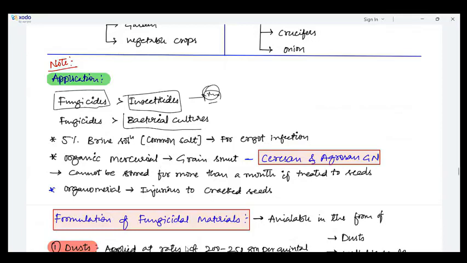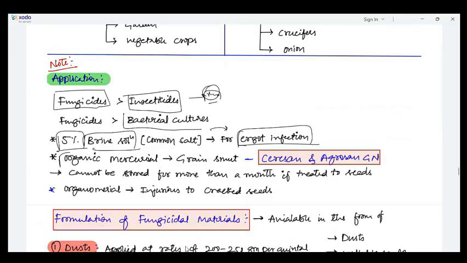Next, commonly if there is any ergot infection, we generally use common salt, also called brine solution. For the treatment, we use a 5% brine solution against ergot infection. And the organic mercurials used against grain smut are ceresan and agrosan GN.